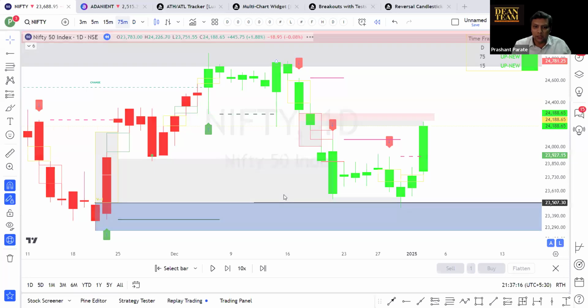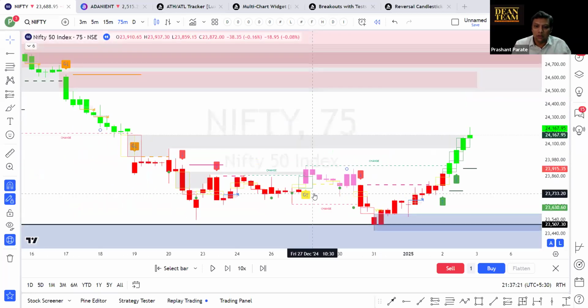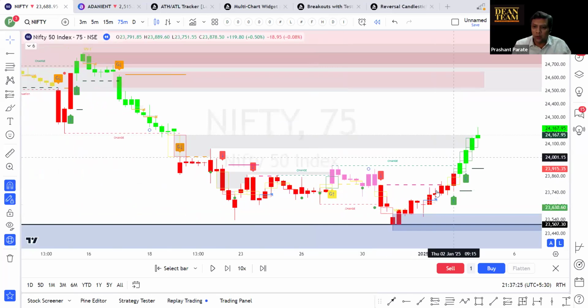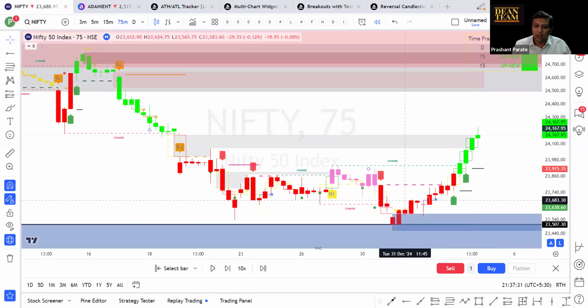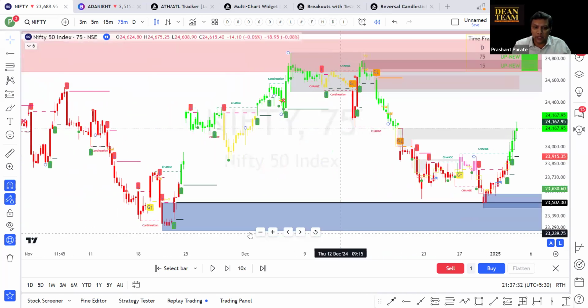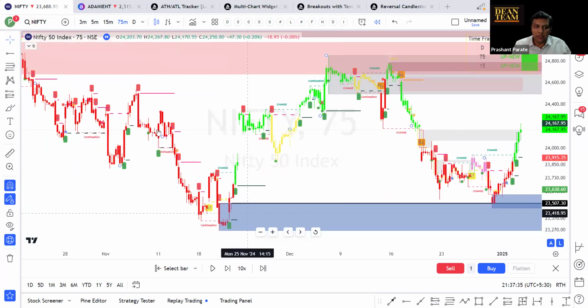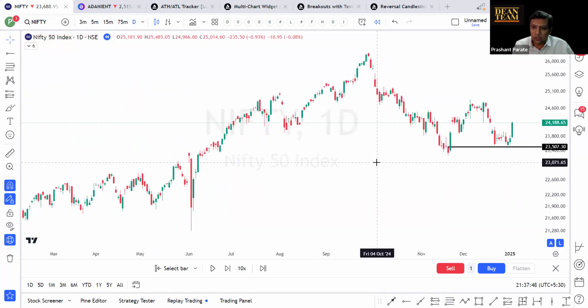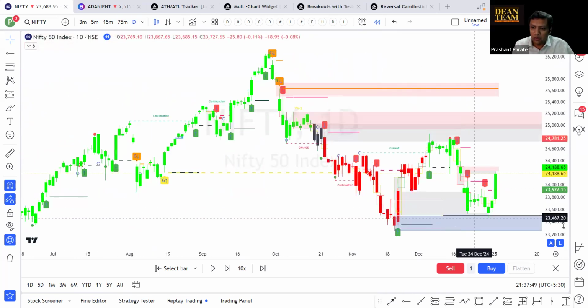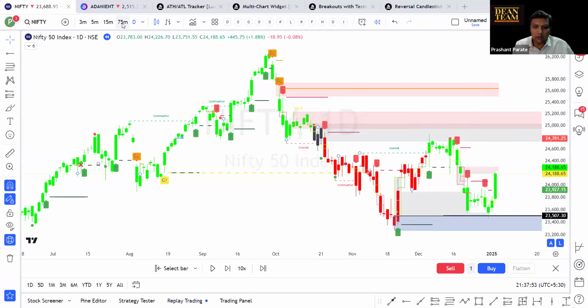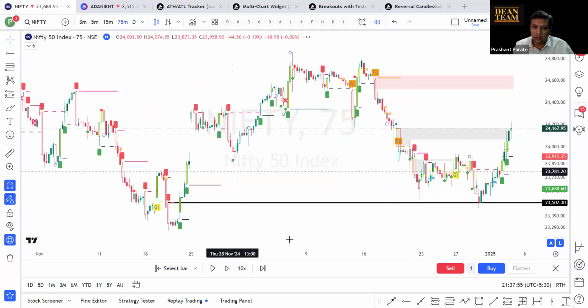On the 75-minute chart, let us see what it is. As we know, the lower time frame trend will change in the buying area of the higher time frame. Here, this is a buying area of the same time frame. This is the 75-minute chart, so it is a buying area of the same time frame, but we had marked it on the daily chart also, and it is the same area, 23,507, on the daily chart. So if you notice, this is the daily chart. It has the same buying area, and the 75-minute chart also has the same buying area.